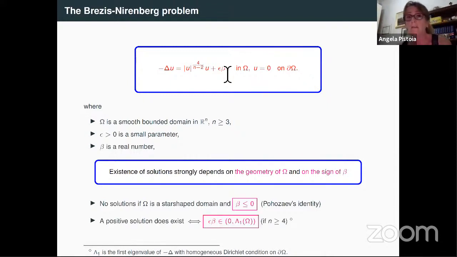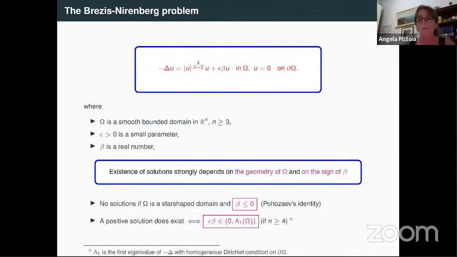On the other hand, it is also well known that a positive solution to this equation exists if and only if the linear term epsilon beta is between 0 and capital lambda 1 of omega, where capital lambda 1 of omega is the first eigenvalue of minus delta with homogeneous Dirichlet condition on the boundary. So I can find a solution if and only if epsilon beta is between 0 and capital lambda 1 of omega, at least when n is greater or equal than 4.